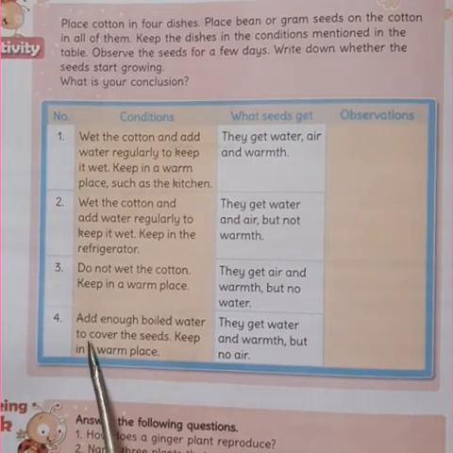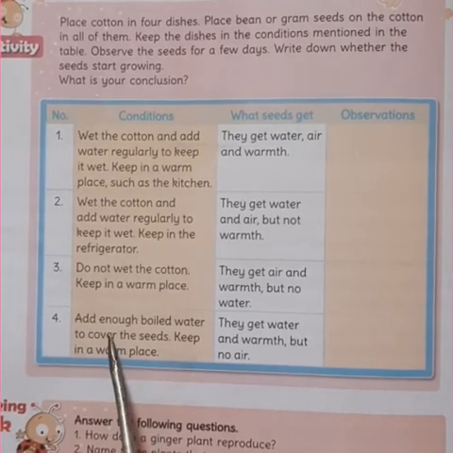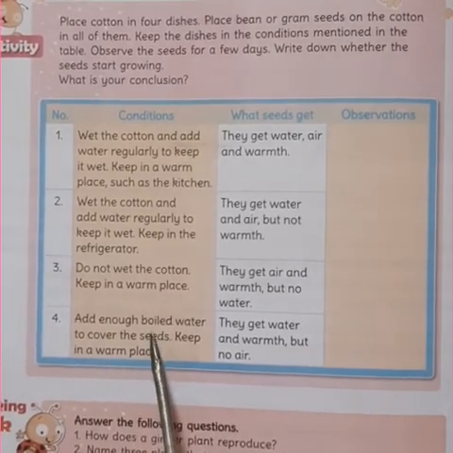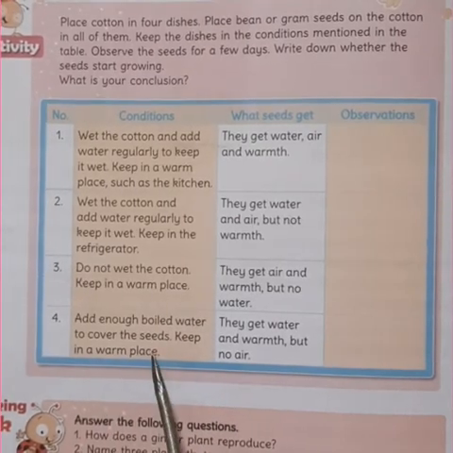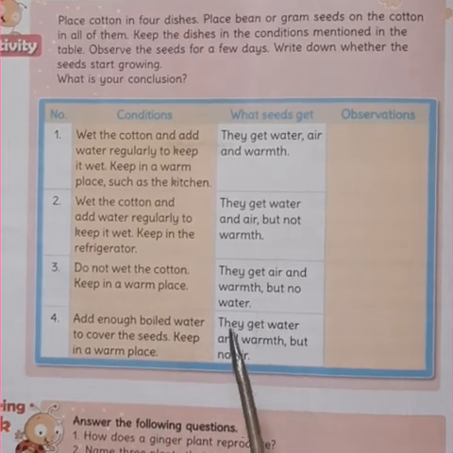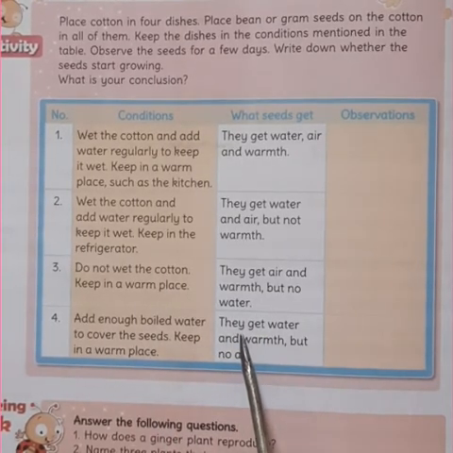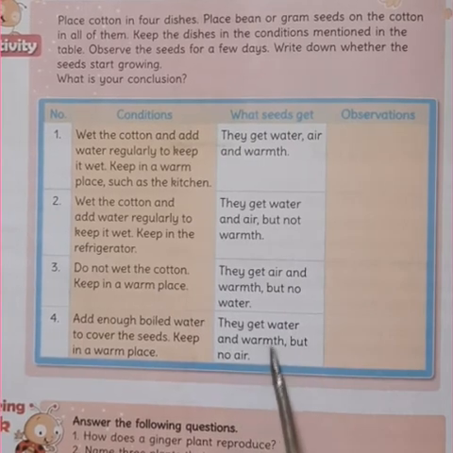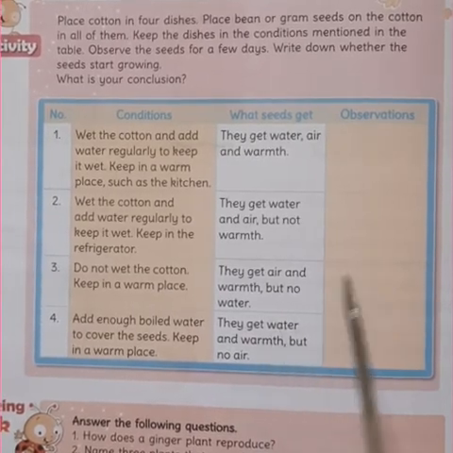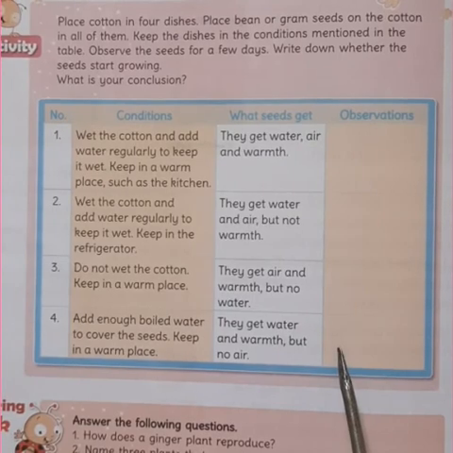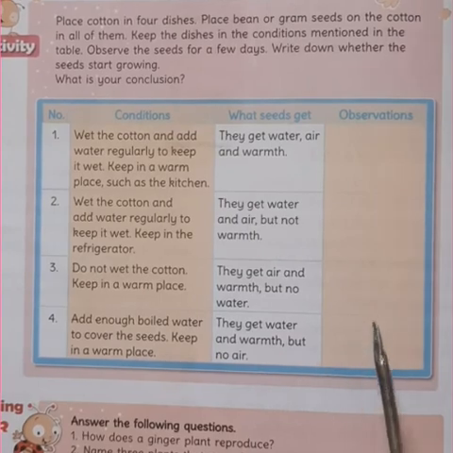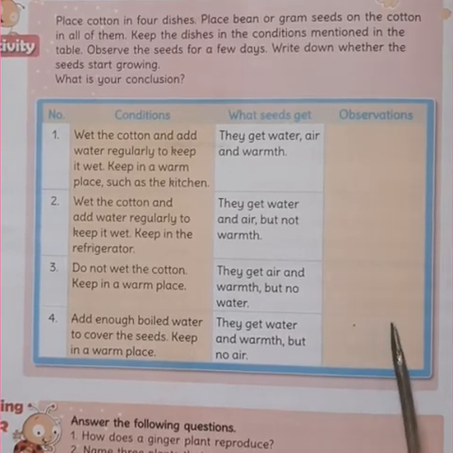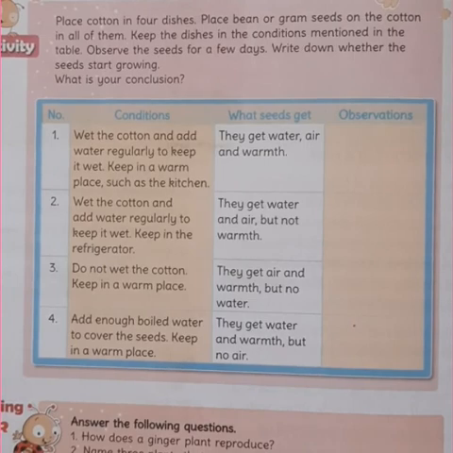What will you do with the fourth dish? You will add enough boiled water to cover the seeds and keep it in a warm place. So the seeds will get water and warmth but no air. So what do you think? Will the seed grow into a new plant? You have to write it here in the box given. Okay, that is your activity for the week.